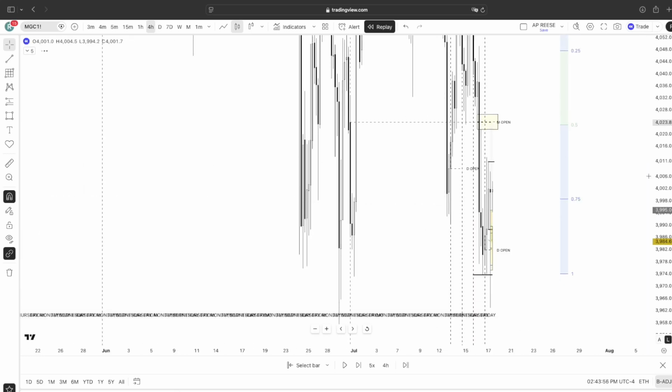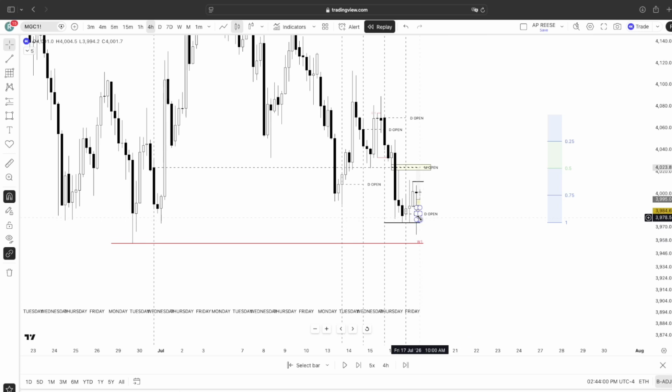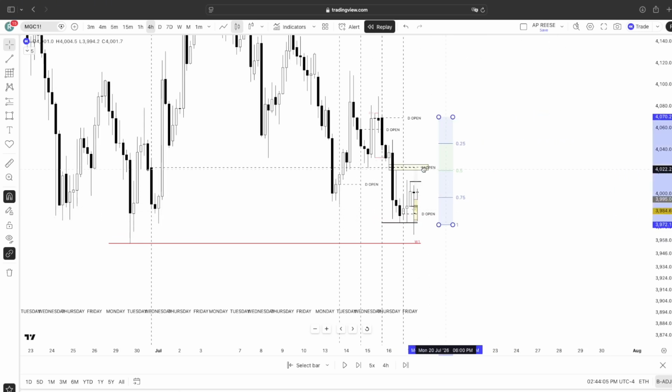Also, the reason why we want to see price come back inside this range is because we already took out the previous day's lows. So now it is evident that price wants to come back inside this range here and come at least to about 50% of the previous candle's range.